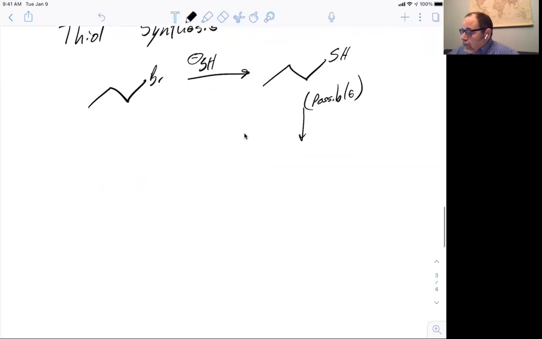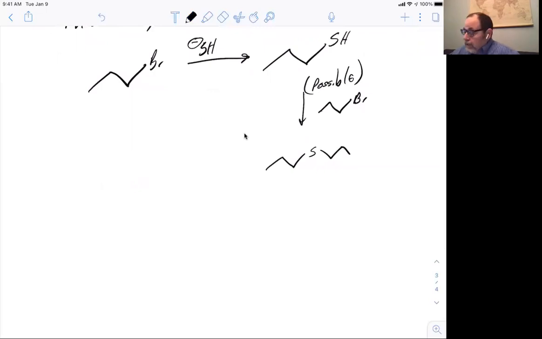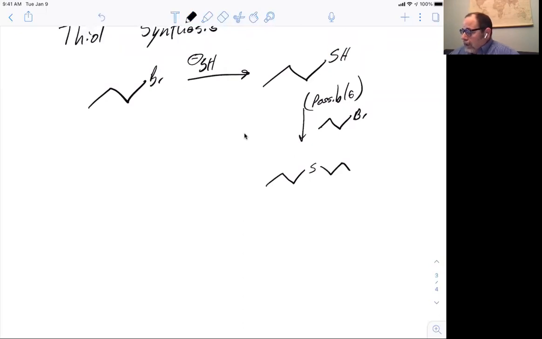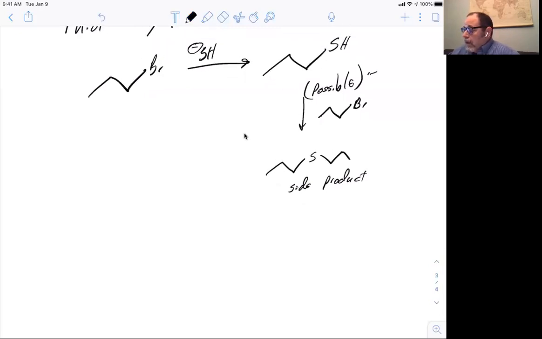Now, it's also possible, because of the nucleophilicity of the thiol, that this reaction would continue to give us the sulfide. So usually when we do this synthesis, we're careful about how we add these two reagents: adding a low concentration of the thiol to a high concentration of the bromide. That way we can get the reaction to stop. So the way we do the reaction can make sure that we get the thiol. This is a side product. If we do our additions correctly, we'll just get a little bit of this. So this is a possible problem.